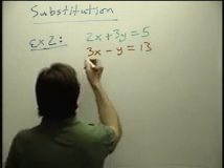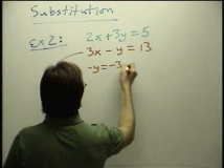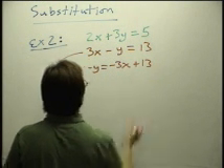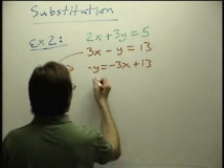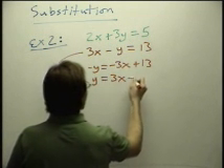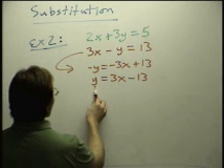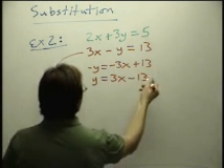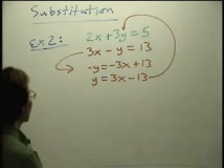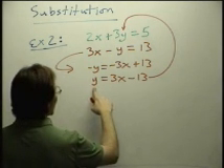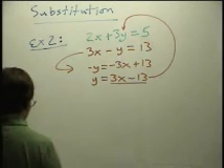So let's solve this equation for y. We're going to get negative y equals negative 3x plus 13 when we subtract 3x from both sides, and then multiplying through by a negative 1, we get y equals positive 3x minus 13. Now we have an equation solved for a variable. We can go ahead and substitute into our other equation. Notice that this is solved for y, so we must substitute this expression into the other equation where we see y.